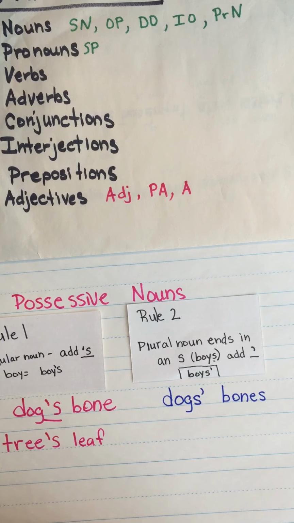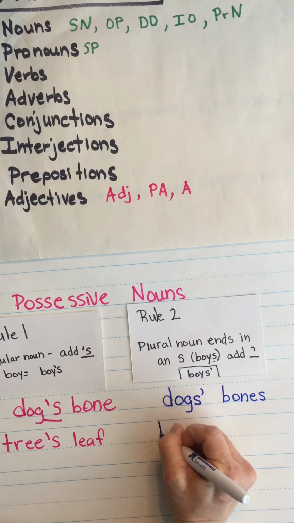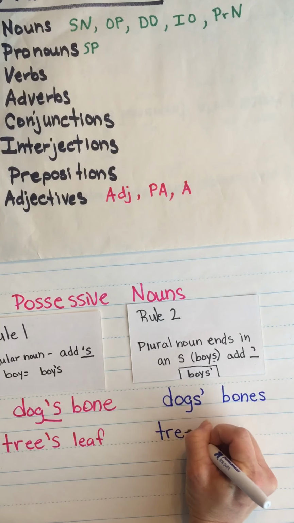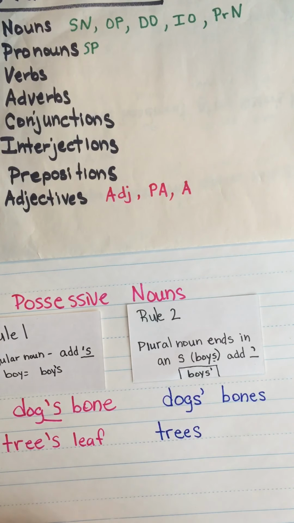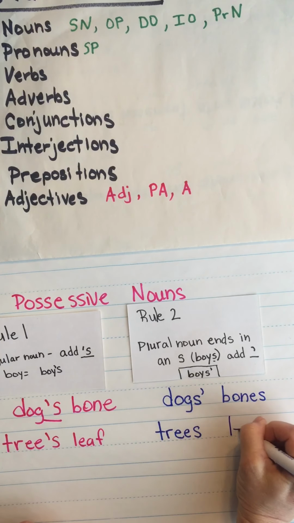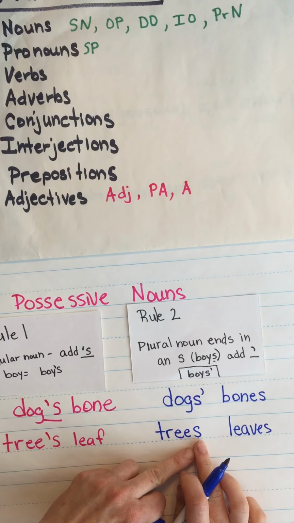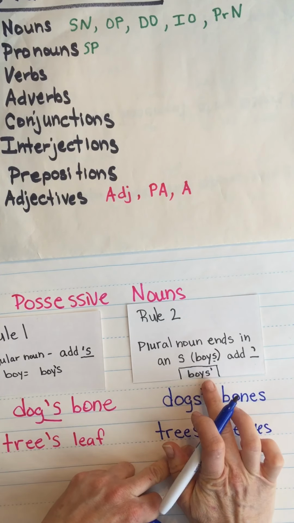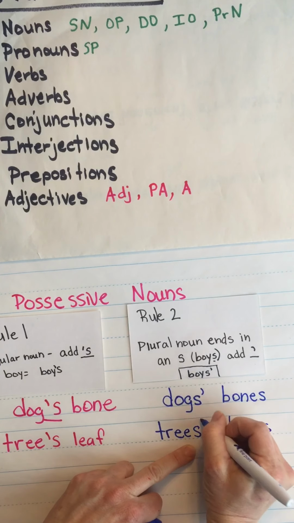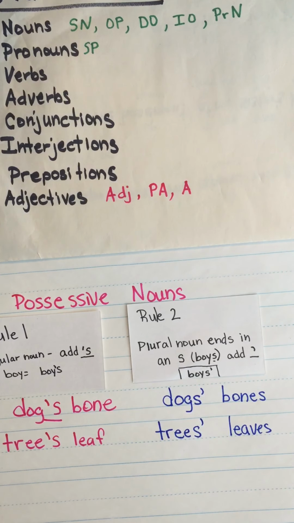Okay. What about trees? What if there are several trees? You know, go to a forest and there are several trees out there. What about all their leaves? All their leaves. The trees' leaves. It's already plural with an S on the end. We add an apostrophe after. Okay? Let's talk about rule 3.